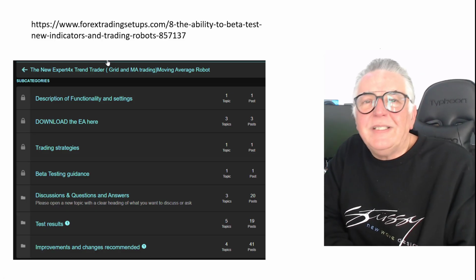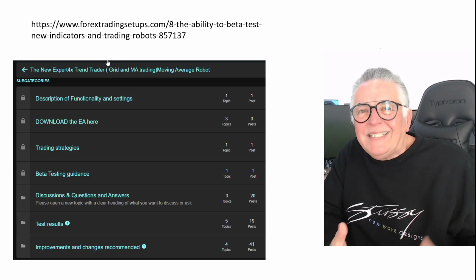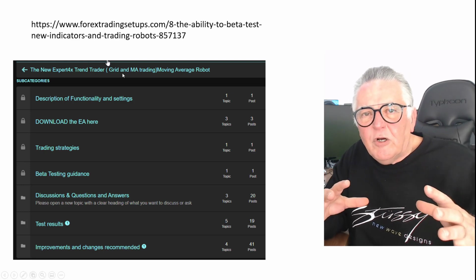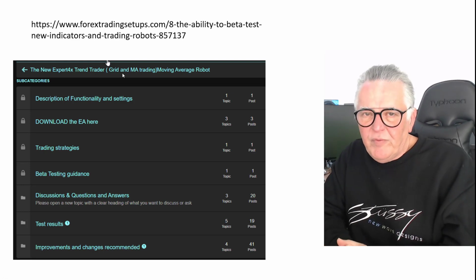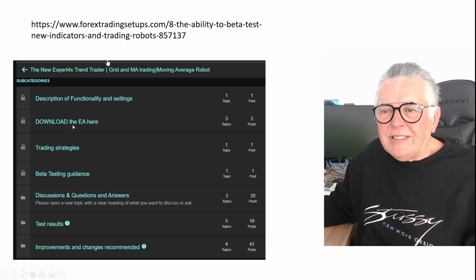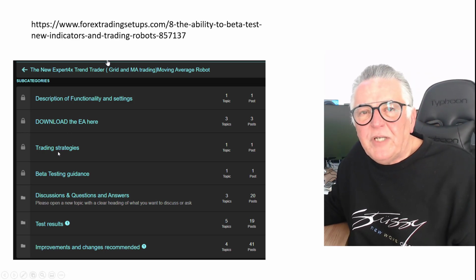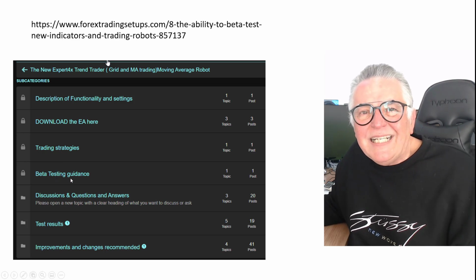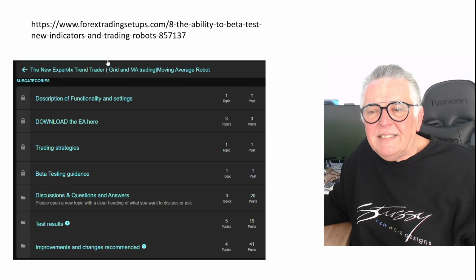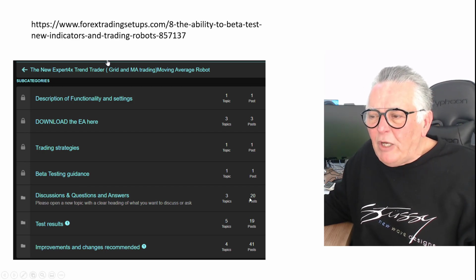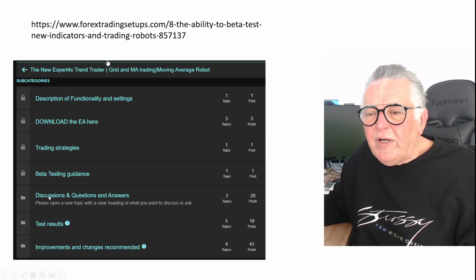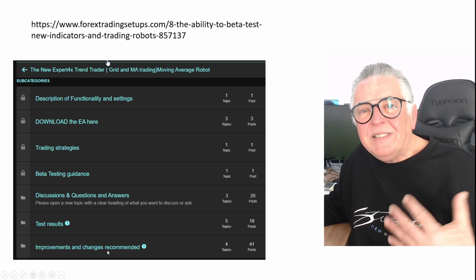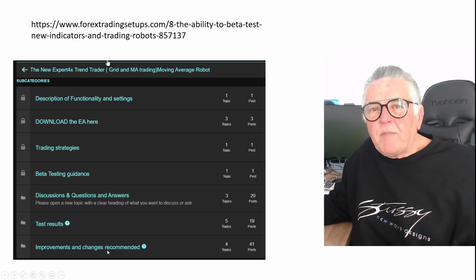Now, on your screen you can see that we started beta testing this Trend Trader. It's made up of a grid concept and also a moving average concept, and you can download the EA. You can look at some trading strategies that we can use. There are some beta testing guidelines for our beta testers, and you can see most of the activity has happened around discussions, test results, and improvements and changes that can be made to the Trend Trader.